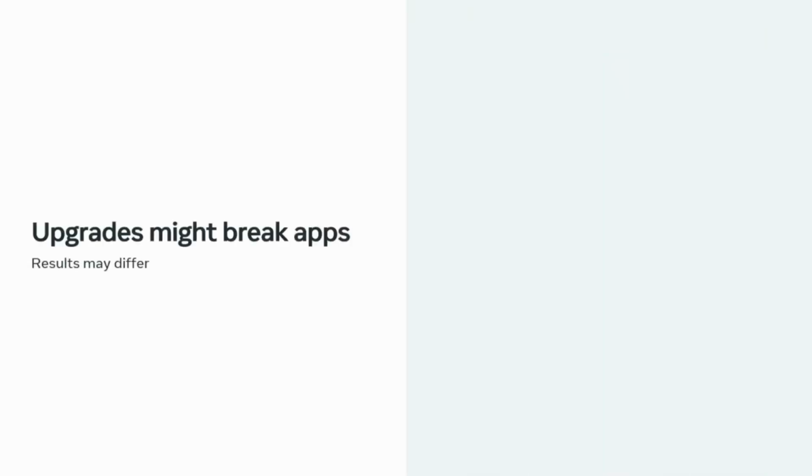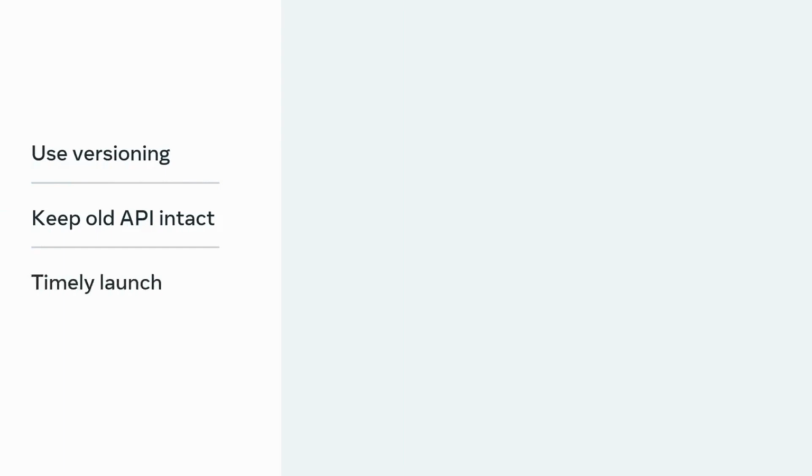Next, when you upgrade an API, it may break the existing app because the result of the new API might not be the same as the old one. For such upgrades, you should always use versioning and keep the old working API intact and launch the updated version so that the developers of the client app have enough time to update their apps to work properly with the new APIs.